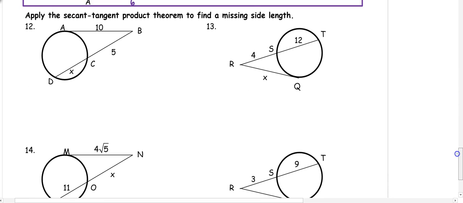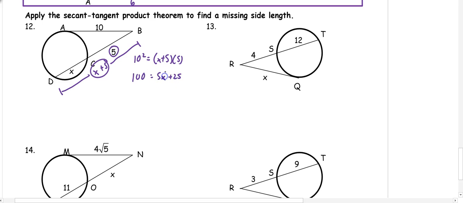So let's try finding our variable. So number 12, the tangent is 10, so we're going to do 10 squared equals, on the secant, the whole thing is x plus 5. The outside is 5. So we have x plus 5 times 5. So this gets us 100 equals 5x plus 25. We can subtract 25 from both sides and divide by 5. So we get that x is 15.